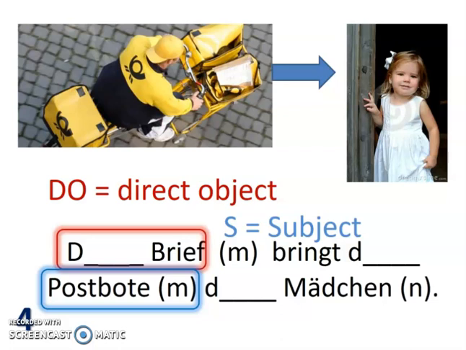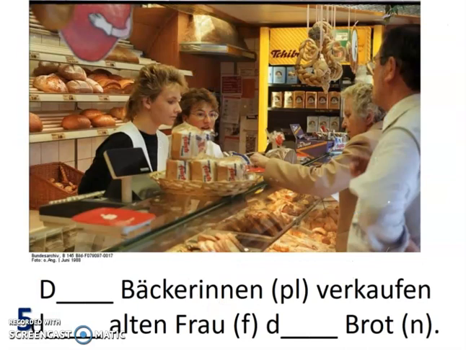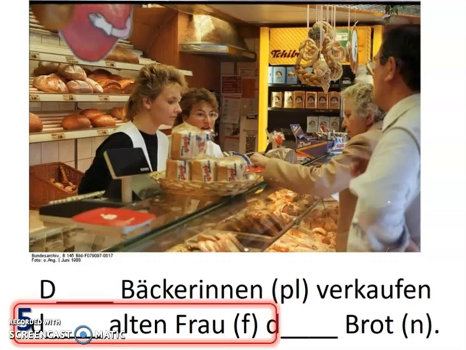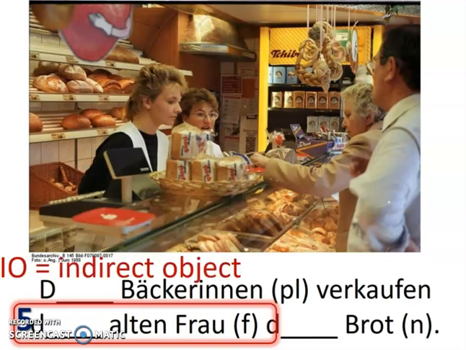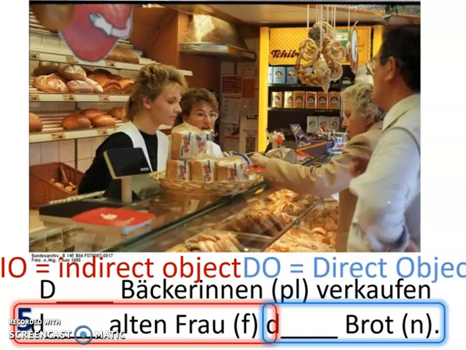Now let's take a look at our endings on these. Should be den Brief and der Postbote. And then our indirect object would be dem Mädchen. Here's another one. The bakers are selling the old woman the bread. So the old woman, she is the indirect object. And the bread, that is our direct object.